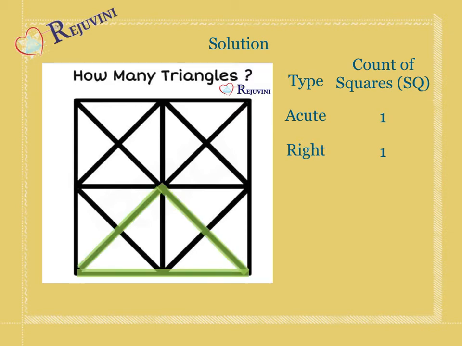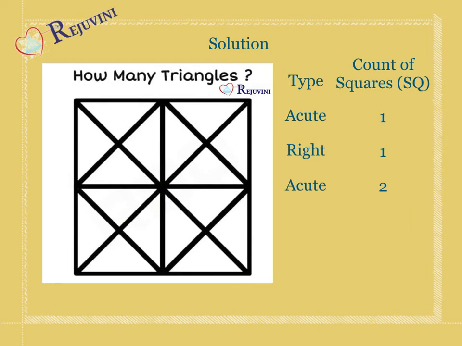So this is a slightly bigger triangle. Again, it's an acute angled triangle, but it spans across two squares here. So I'm going to note down 2, and this type of triangle again can be found in the figure. You can give it a shot.